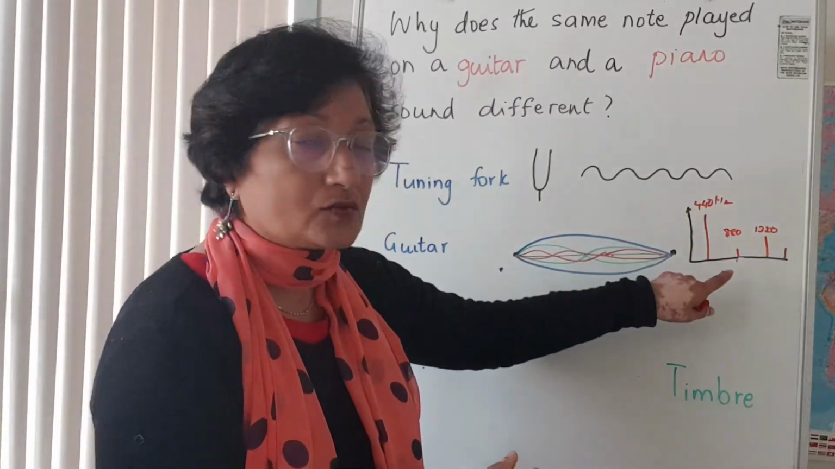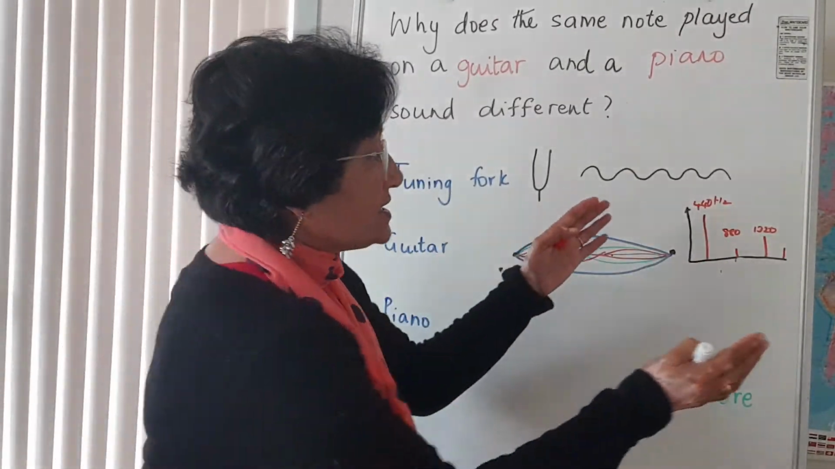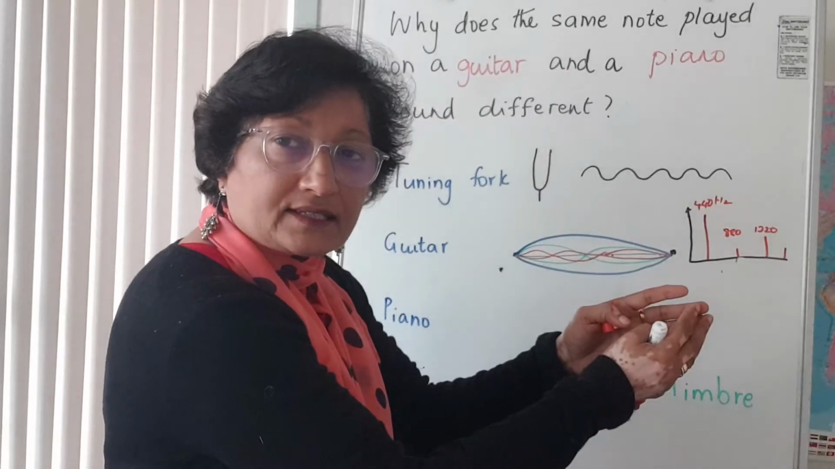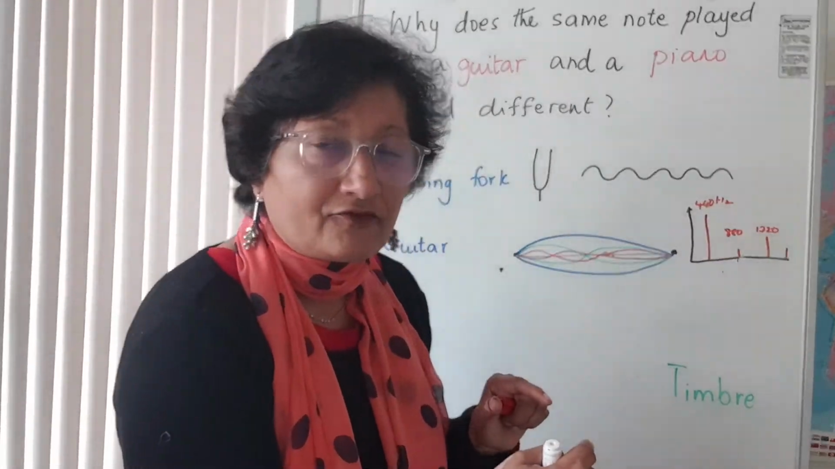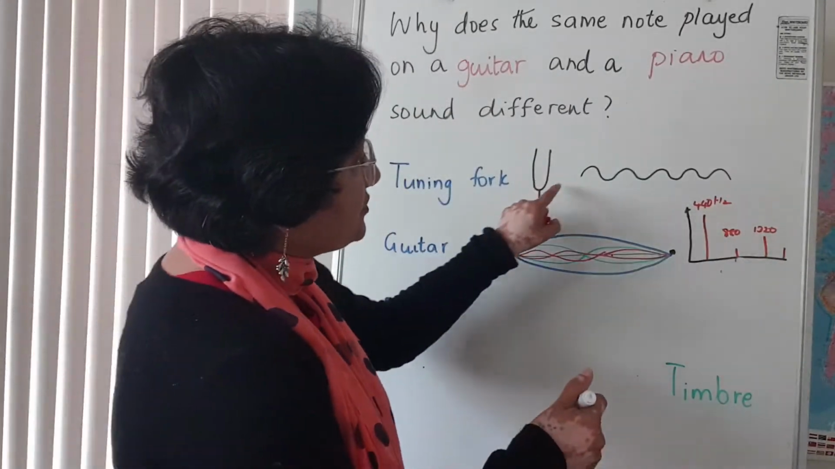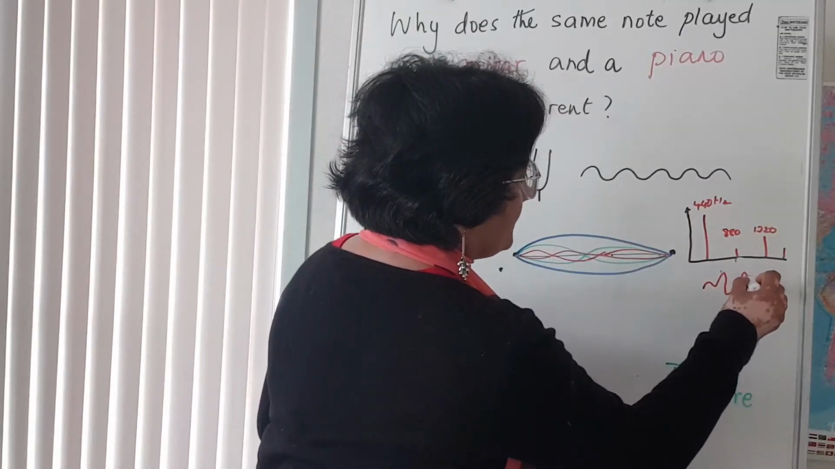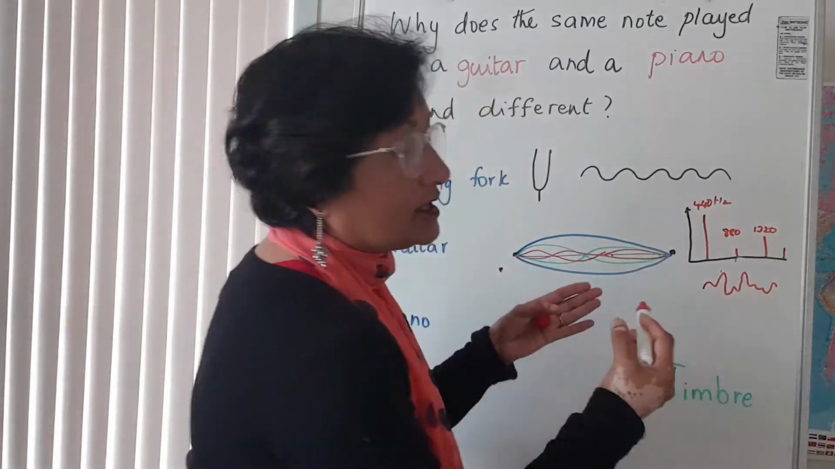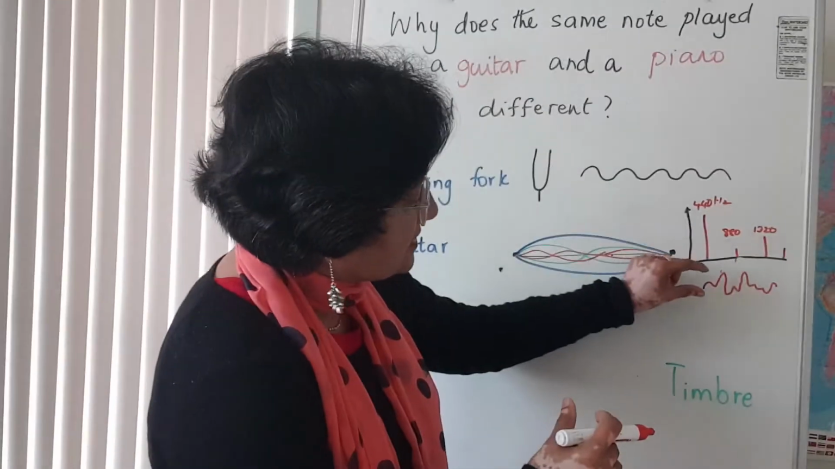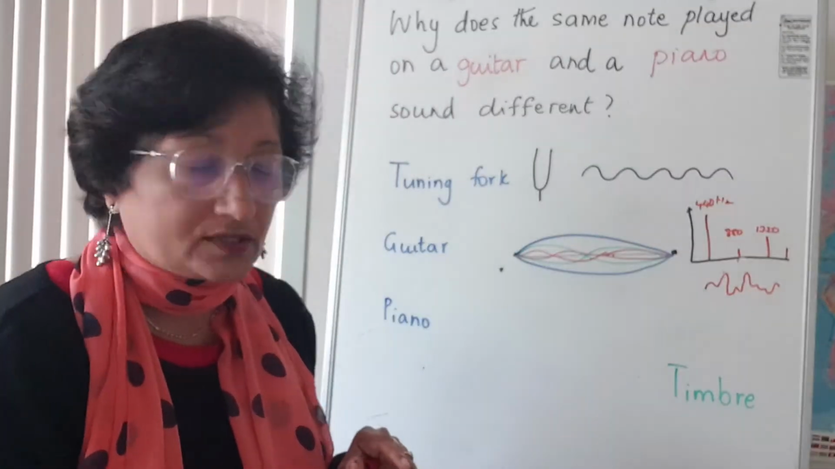They are produced as well, and the note that you hear is a combination of all this, but the amplitudes of these are different. So the shape of the wave that's produced is not simple like this, but it might be something like this depending on the different amplitudes of the different notes.